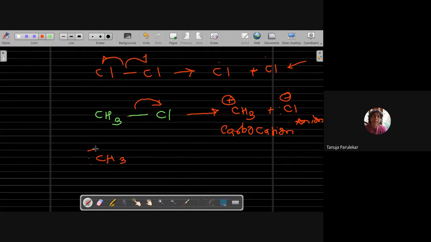But this is because carbon and hydrogen will not be able to carry this negative charge for a longer time. Okay, but chlorine, yes, it can hold it for a longer time. It will move away with the electron pair. This is possible in some other cases. We can talk about that later on. But here, this is a very rare kind of reaction.